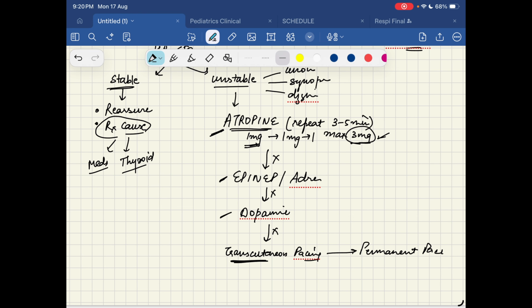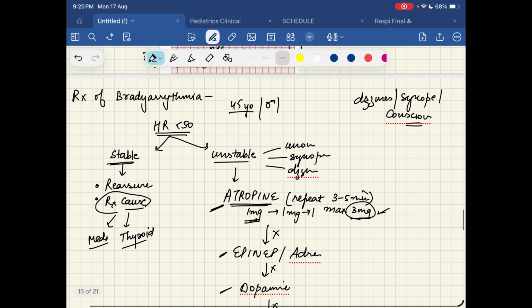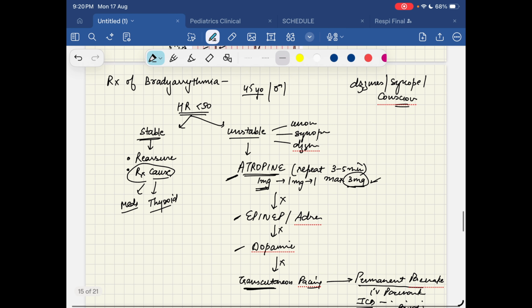Okay, and there are various different names for these devices. Let's take a look. Permanent pacemaker is also called IV pacemaker. It is also called ICD, which is implantable cardioverter defibrillator, or it is also called transvenous pacing. Okay, and see, these are the ideal conditions that I've told you, that in stable patients you go for this, and in unstable patients you go for all the drugs and treatment.